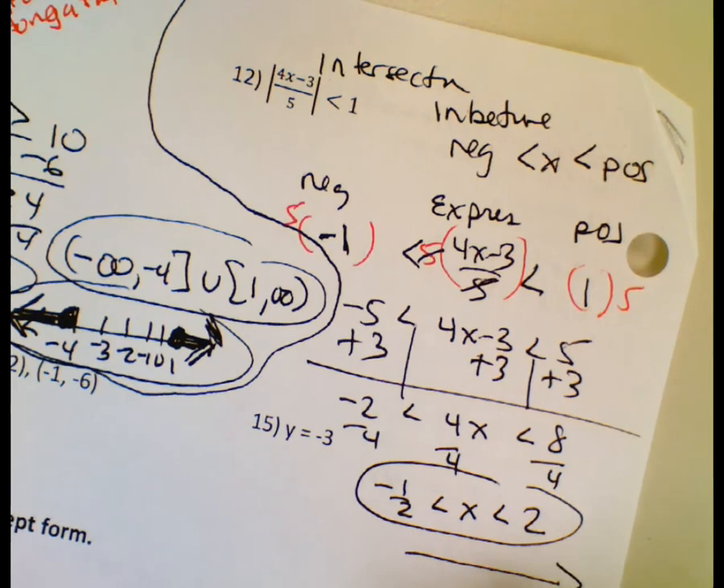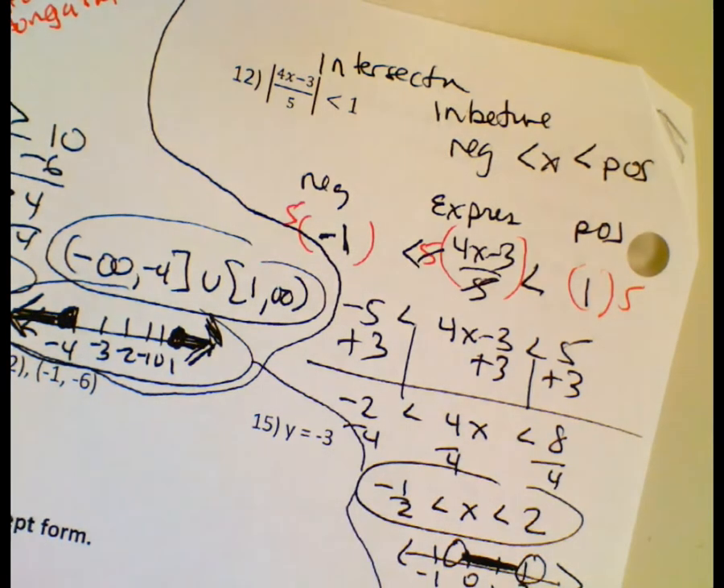Graphing this: open on 2, open on negative 1/2, it's shaded in between. Interval notation is negative 1/2 to 2. And I'm definitely going to divide that off because I'm way into that next problem.